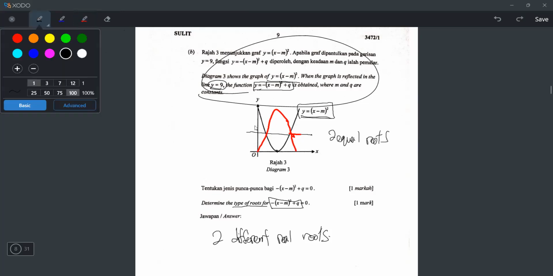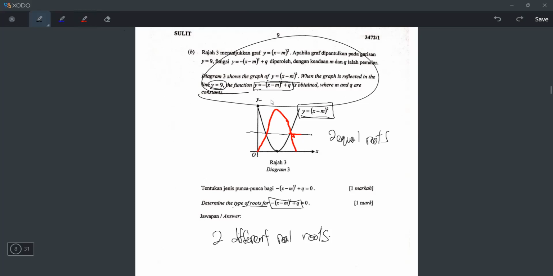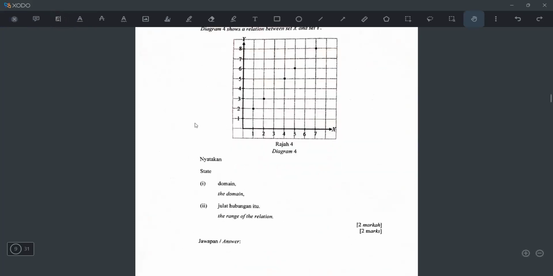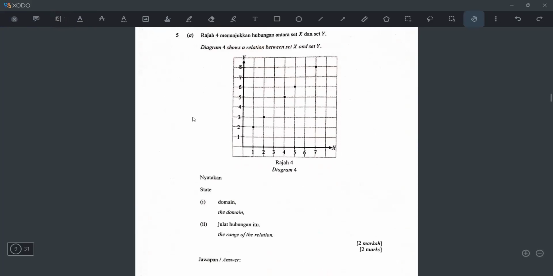What if my y equals to 9 is up here? So how many roots do you think? What will happen to my reflection? Isn't it like this? And if you extend it, doesn't it have two different roots also? So can you see it's not really important whether y equals to 9 is here, or here, or here, because when you flip this whole thing over, it will have two x-intercepts, it will have two roots. That is why the answer is two different roots. Pretty straightforward. Okay, number 5.